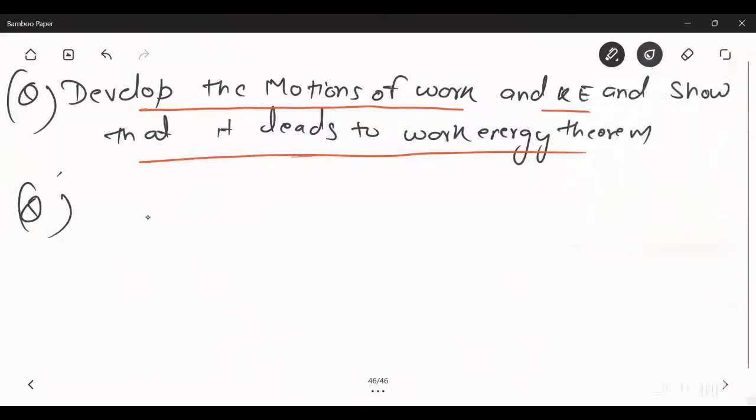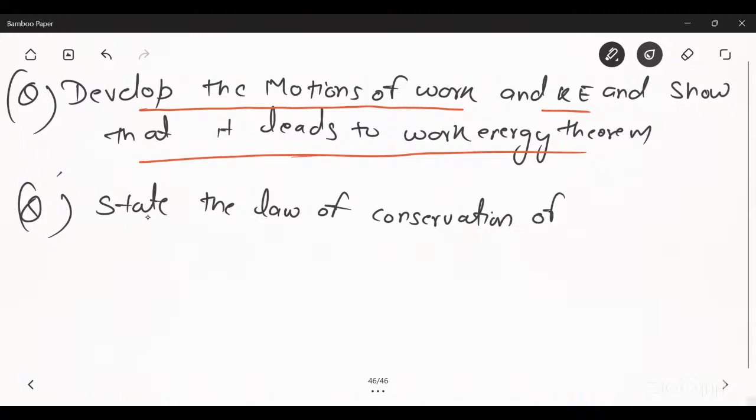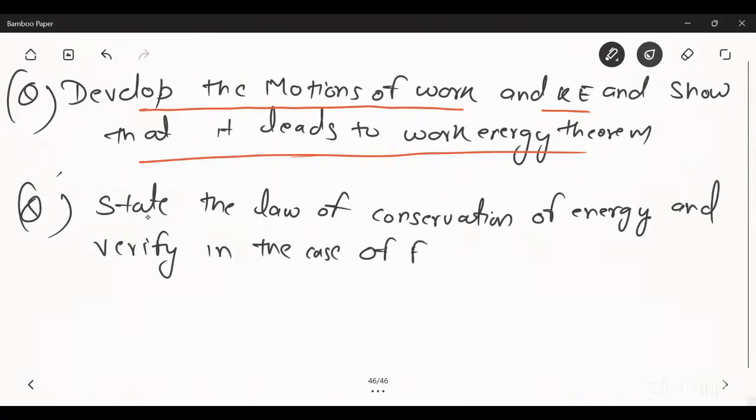Again, your 5 number question. State the law of conservation of energy and verify in the case of freely falling body.